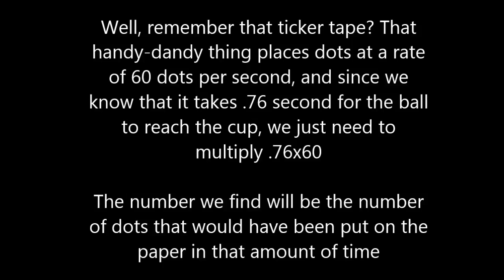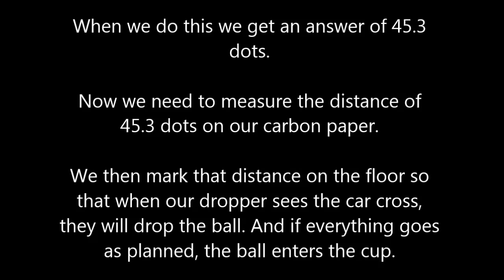Since we know that it takes 0.76 seconds for the ball to reach the cup, we just need to multiply 0.76 by 60. The number that we find will be the number of dots that would have been put on the paper in that amount of time. When we do this, we get an answer of 45.3 dots. Now we need to measure the distance of 45.3 dots on our carbon paper. We then mark that distance on the floor so that when the dropper sees the car cross, it will drop the ball, and if everything goes as planned, the ball enters the cup.